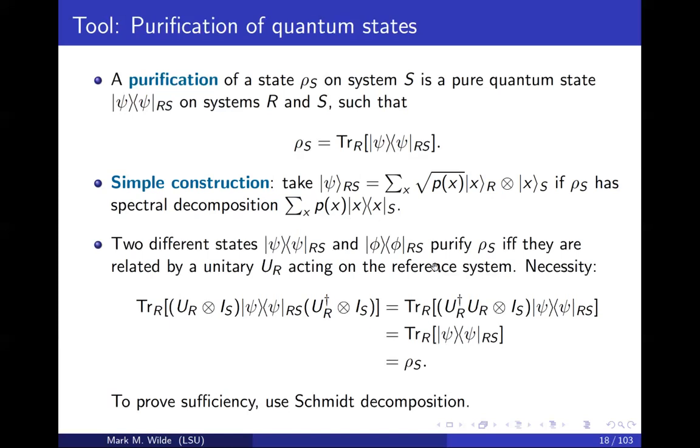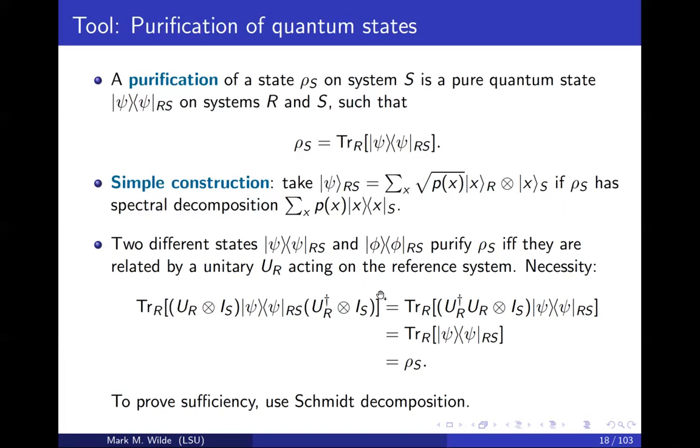Another important concept is that all purifications of a state are related by a unitary acting on the reference system. That's an if and only if. So if you have two different states, psi and phi, they both purify rho_S if and only if they're related by a unitary. To see one direction of this, suppose that we act with a unitary on the reference system of psi. Then let's look at what we get if we take the partial trace over the reference system.